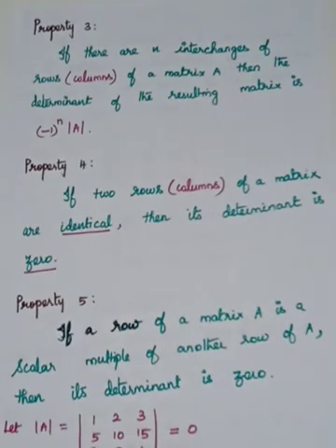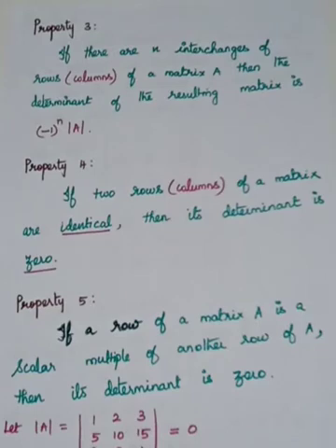And come to property 4. If two rows of a matrix are identical, then its determinant value is 0. So two rows are identical. Identical means you will get the same value.